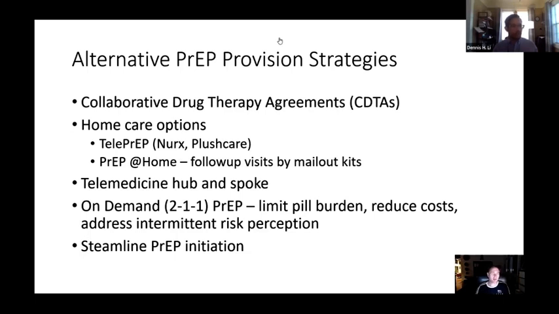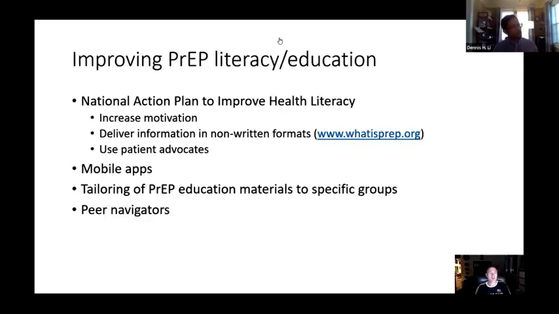Considering on-demand PrEP or 2-1-1 PrEP, which limits pill burden, reduces costs, and addresses intermittent risk perception. Men saying, I don't have sex that often, so I'm not a PrEP candidate. And finally, streamlining PrEP initiation, which I'll talk about more a bit later. Improving PrEP literacy and education could also help increase PrEP uptake.